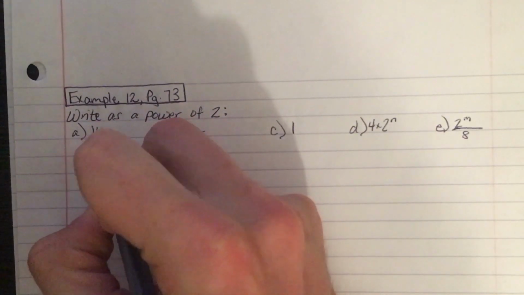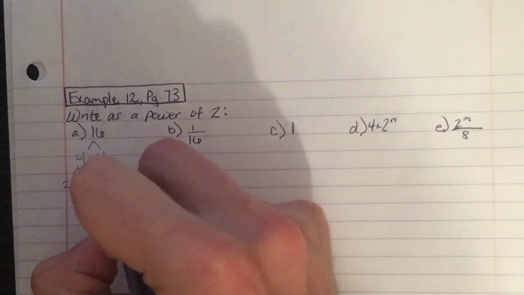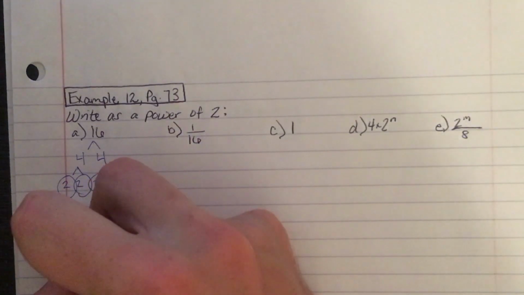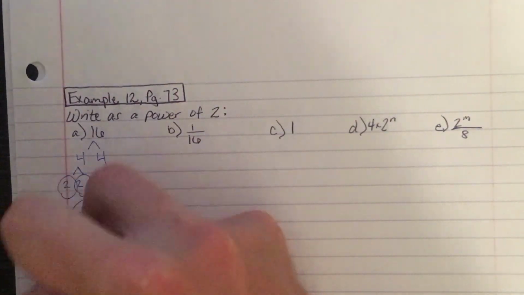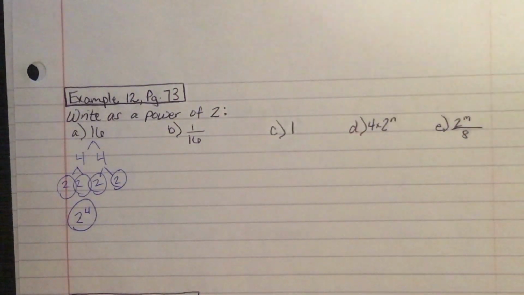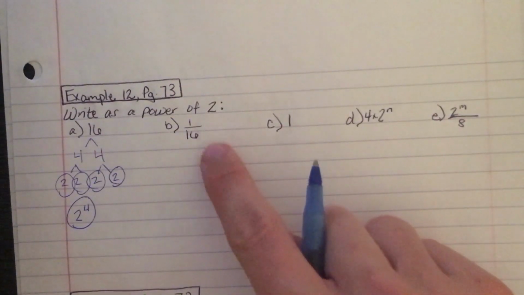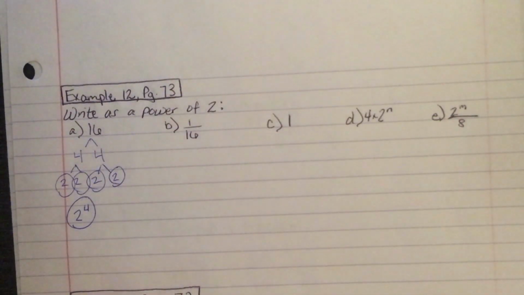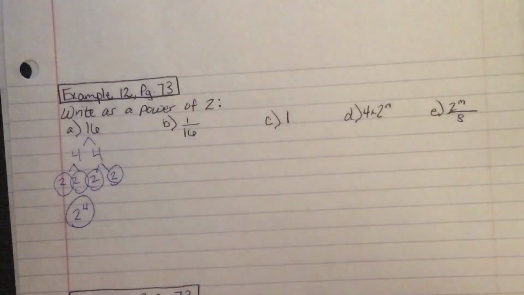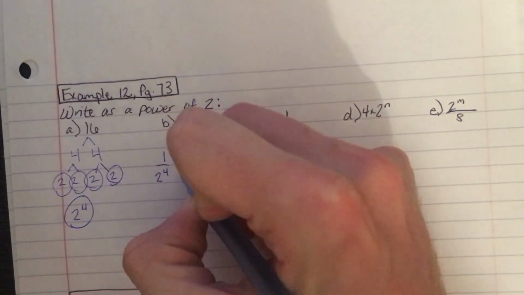Well, 16 can be 4 and 4. 4 and 4 can be 2 and 2 and 2 and 2, using a good old factor tree here. So we can express 16 as a power of 2 as 2 to the fourth power. So then if we wanted to represent 1 over 16 here, we just established that 2 to the fourth was 16. We could write that as 1 over 2 to the fourth.